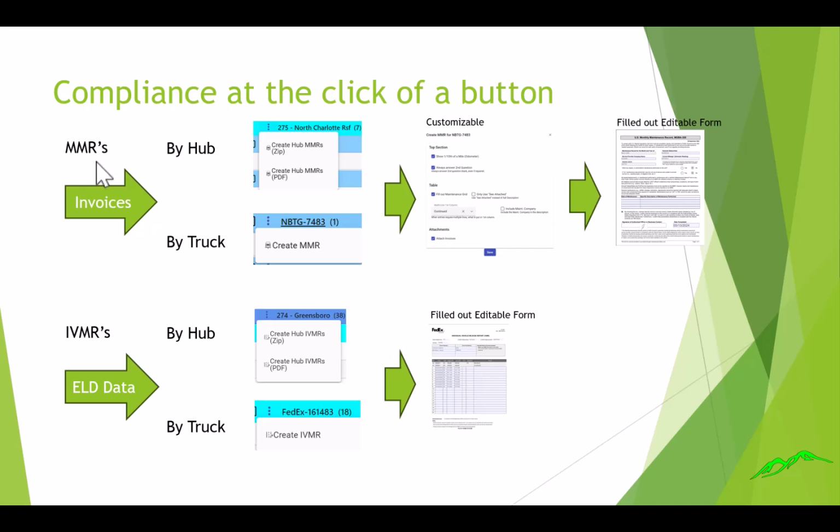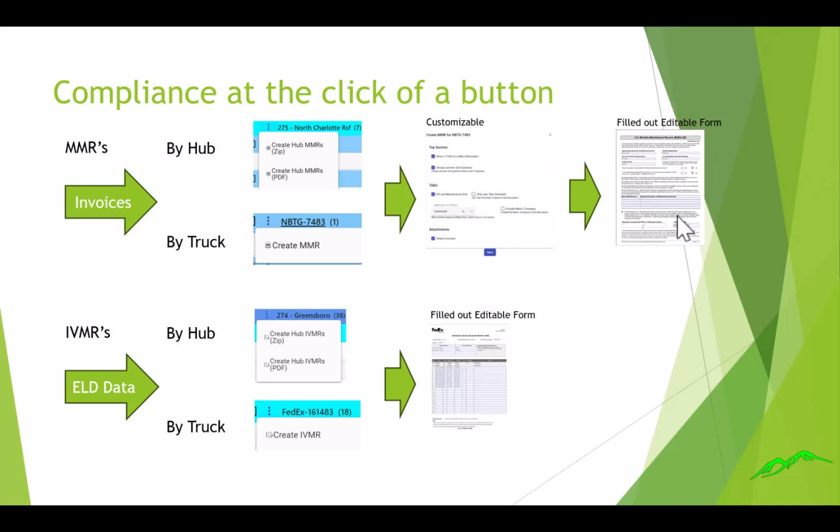So the MMRs, like I said, you can do by hub or by truck. Say you were going to do your MMRs for this hub for the last month. You just click on this button, click create MMRs, go through this customizable section with choices based on what your hub likes, click save, and it'll create the forms for you and attach any invoices if that's what you would like.